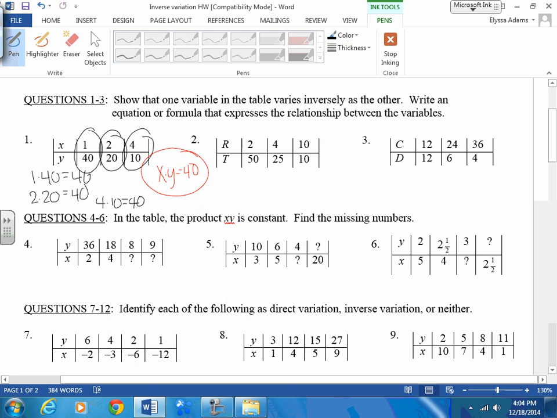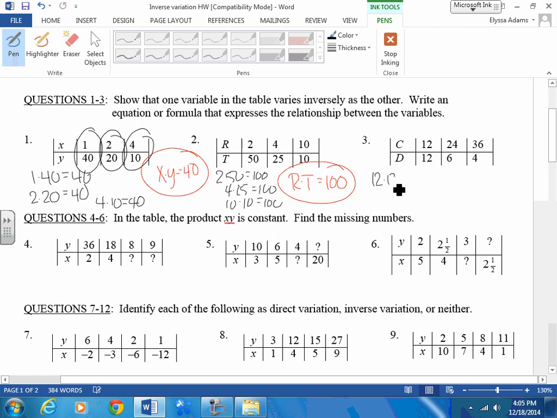Okay? In this case, when I multiply these, 2 times 50 equals 100. 4 times 25 equals 100. 10 times 10 equals 100. You get 100 every time, so 100 is your k. So r times t equals 100. That is your equation. You need to have all of this work, people.